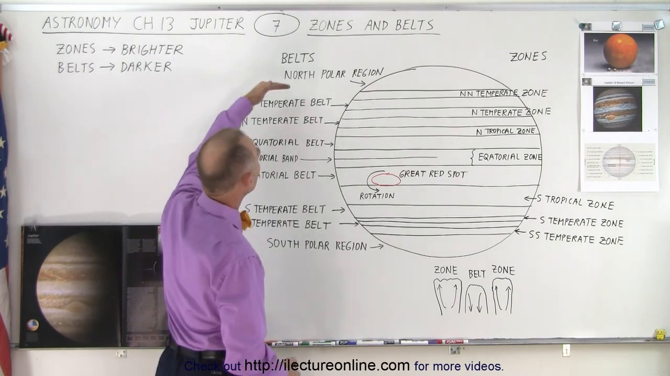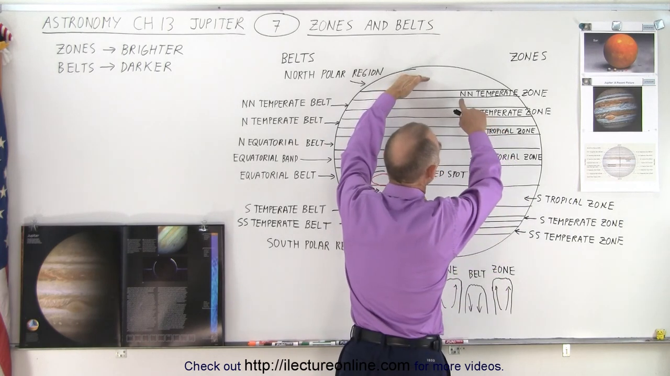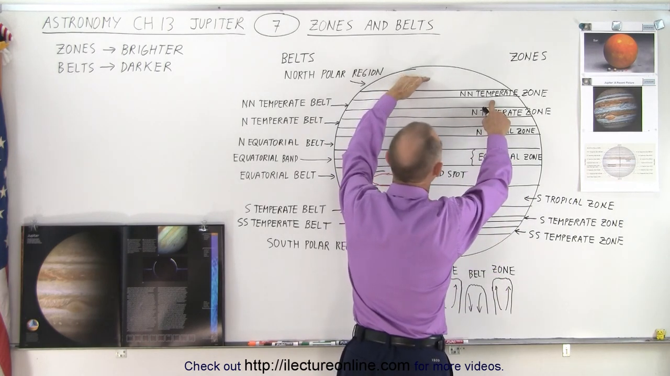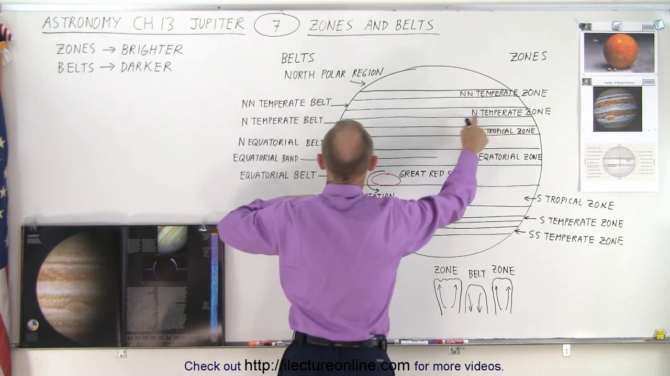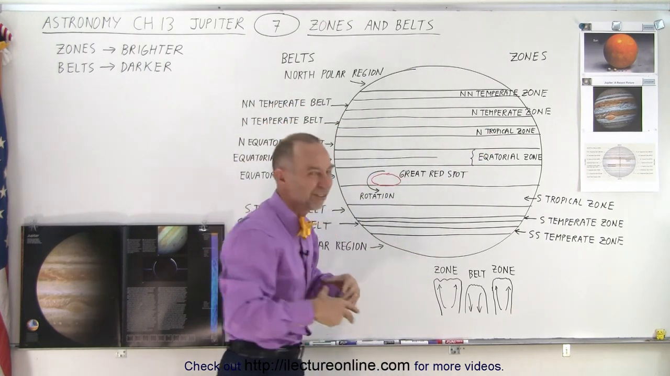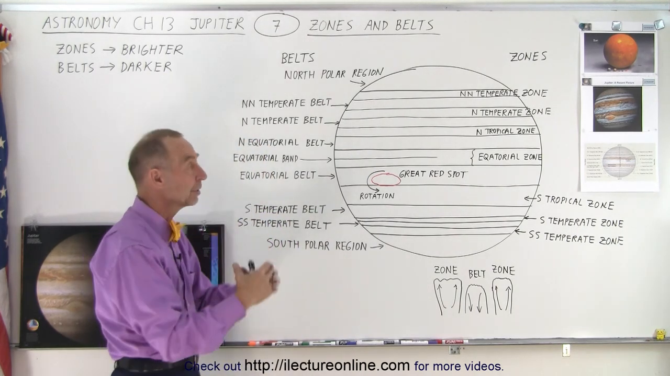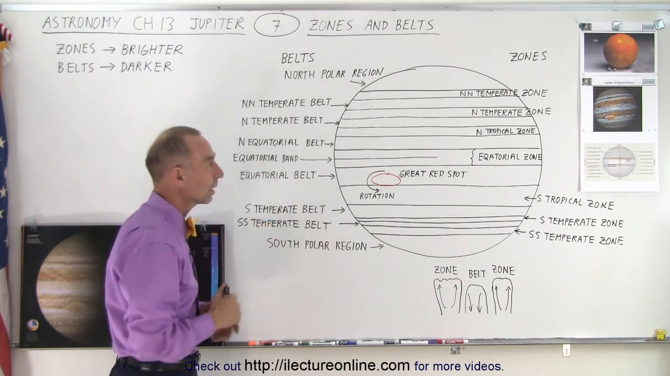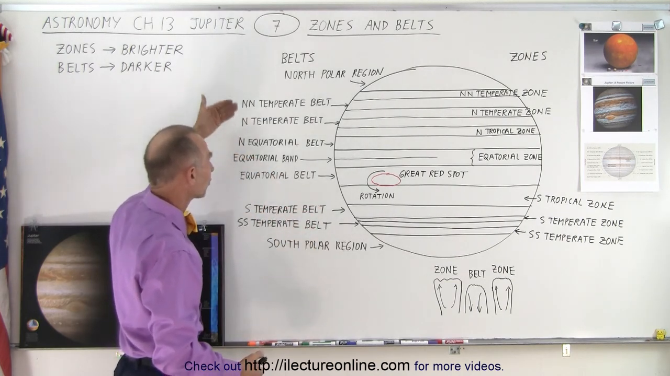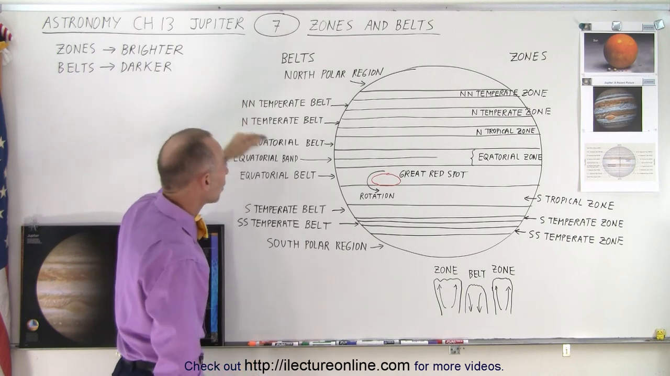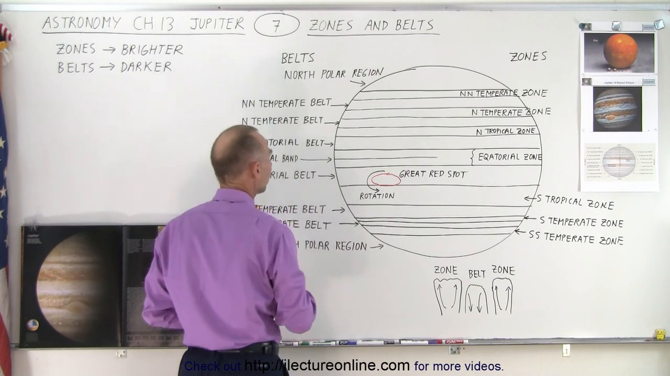Then when we go below the North Polar Belt region, we have what we call the North-North Temperate Zone. Then we have the North-North Temperate Belt, the North Temperate Zone, and the North Temperate Belt. Of course, the word temperate is related to the region on Earth where we have a temperate climate, near below the Arctic Circle. In the same way, they call those the North-North and North Temperate Zones and Belts. Then below that, we have the North Tropical Zone and the North Equatorial Belt.